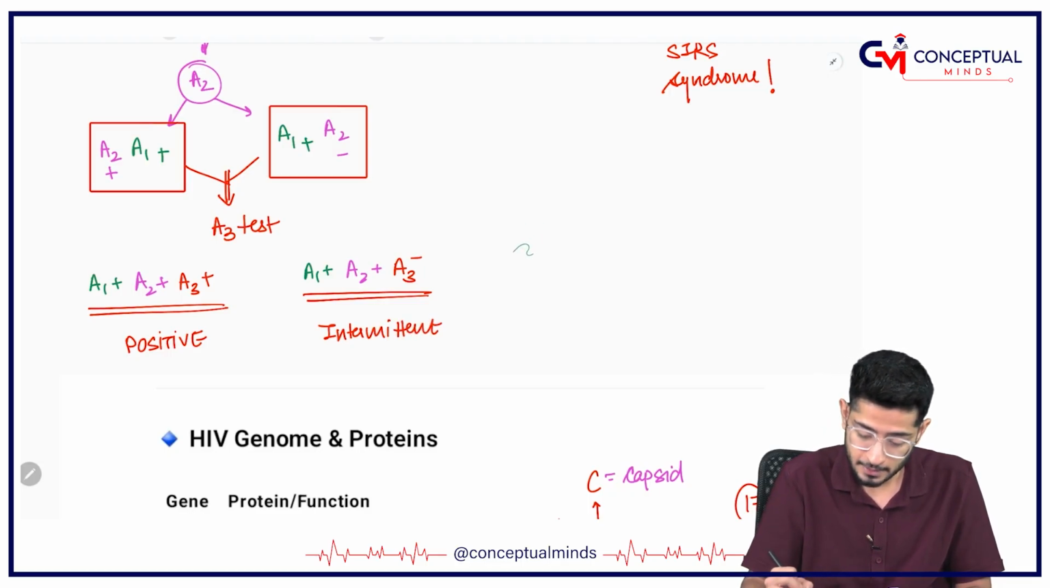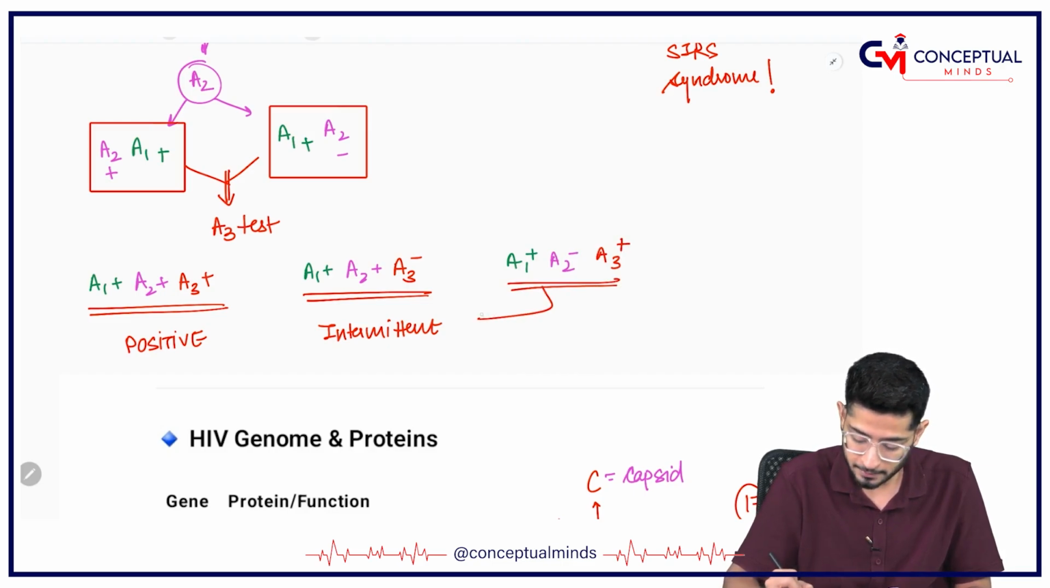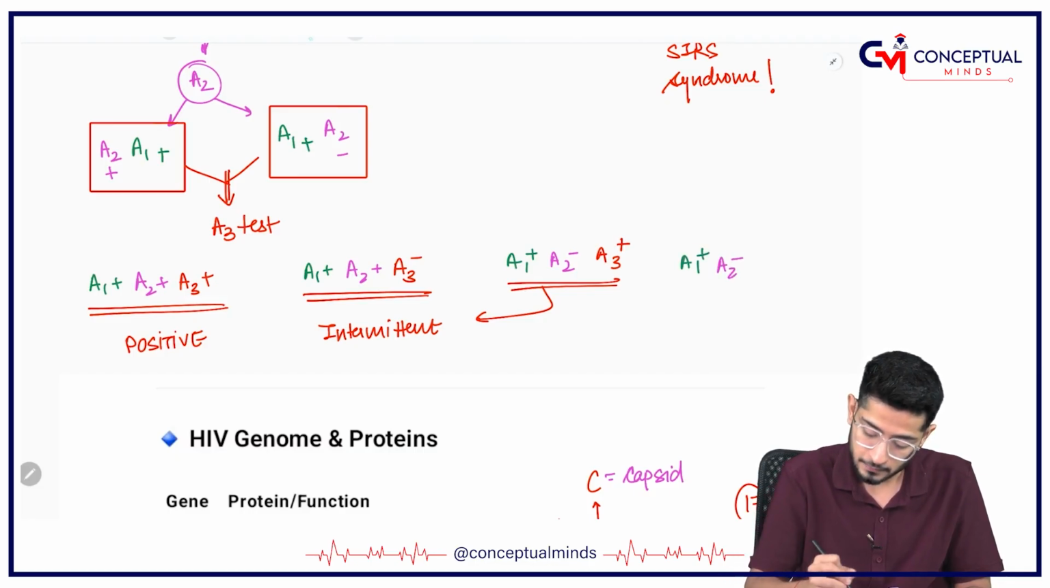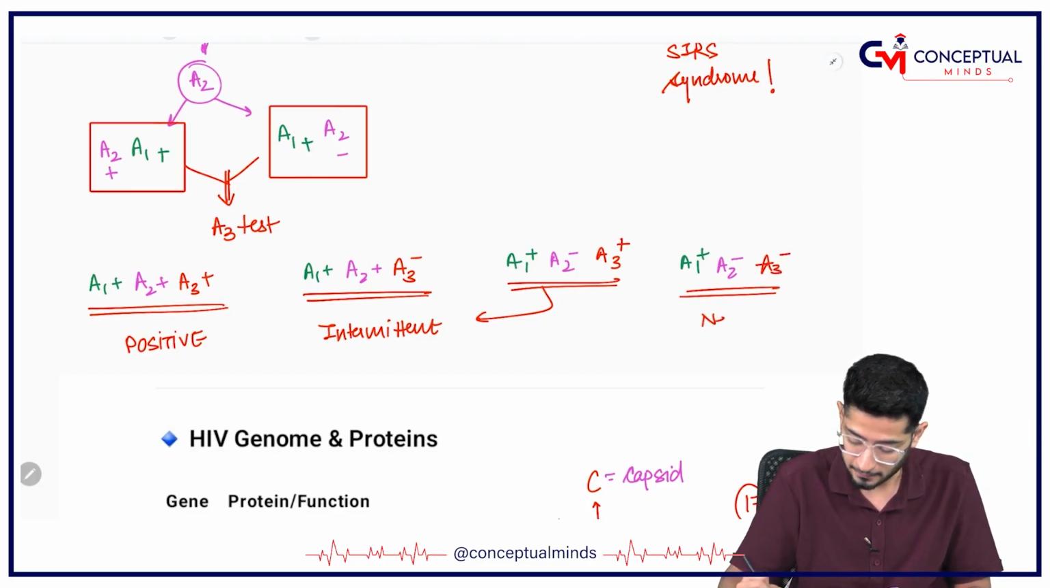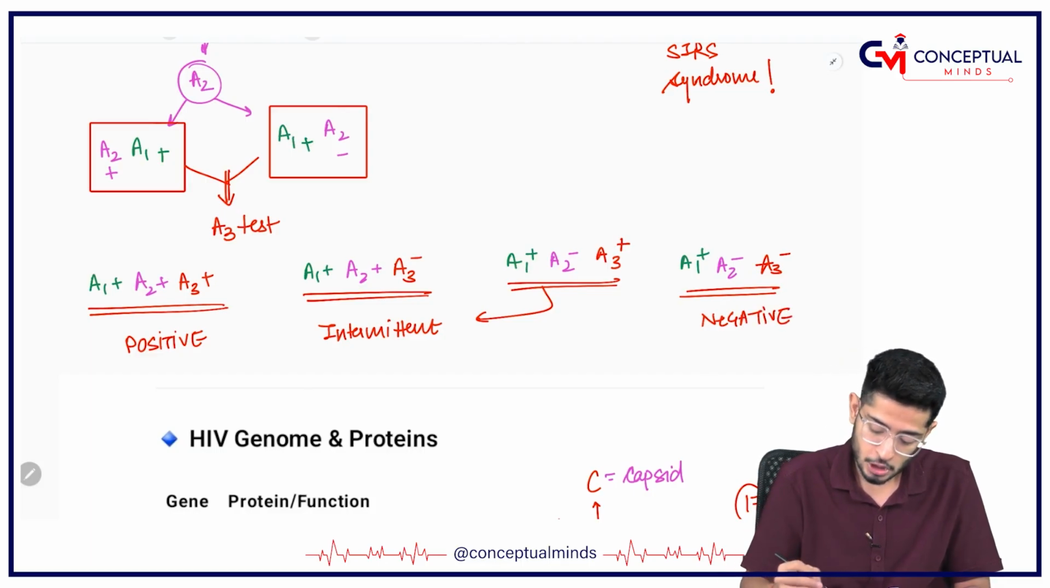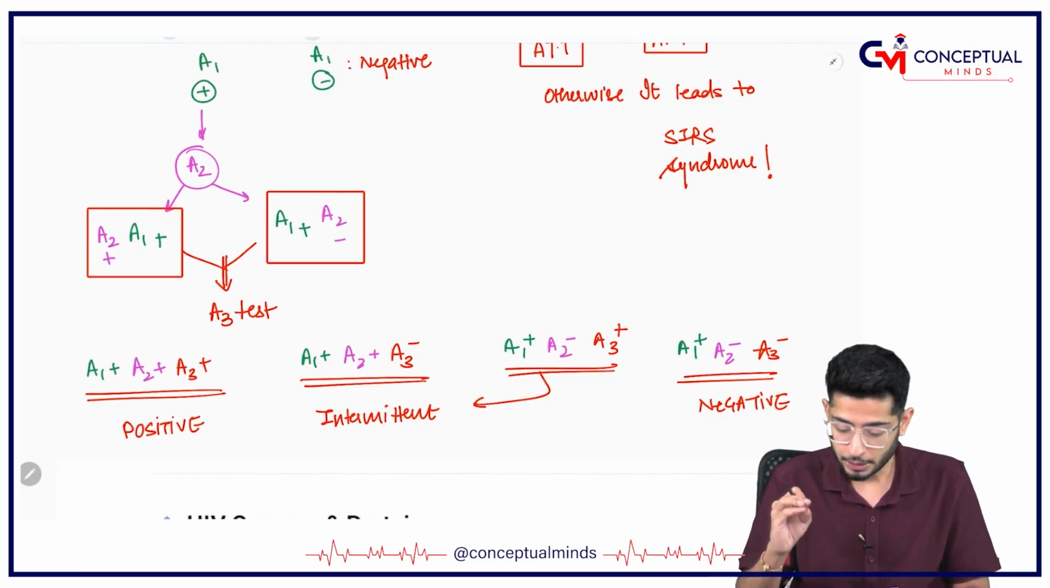Whereas, if the patient is A1 positive, A2 negative and A3 positive, then also it is considered to be intermittent. And in the end, if the patient is A1 positive but A2 negative and A3 negative, you will consider it as negative. Okay, clear? So this is how you are going to interpret.